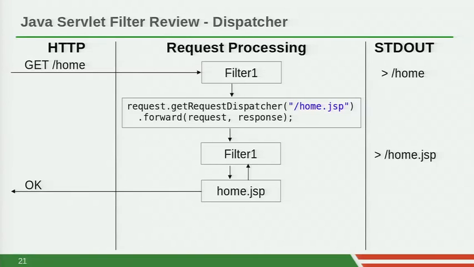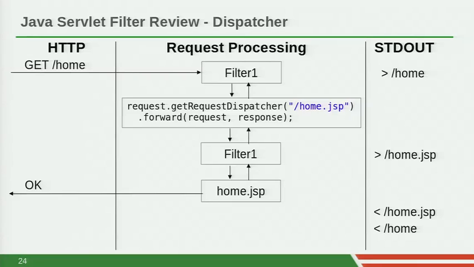Home.jsp writes out to the response, and then it returns back up to the second invocation of filter1. It outputs after home.jsp, and then it propagates back up to the first invocation of filter1 and outputs after home. So here you can see that the filter can intercept other URLs, but you need to make sure you configure it correctly in your web.xml.